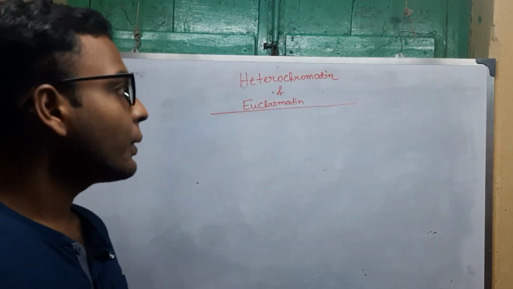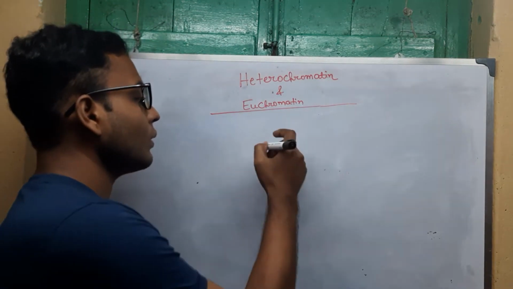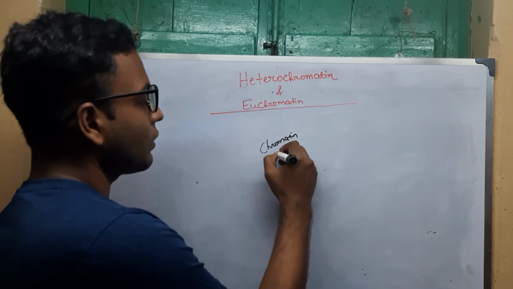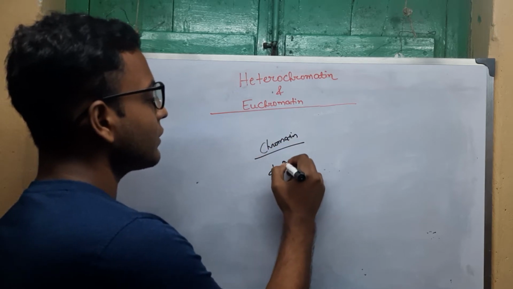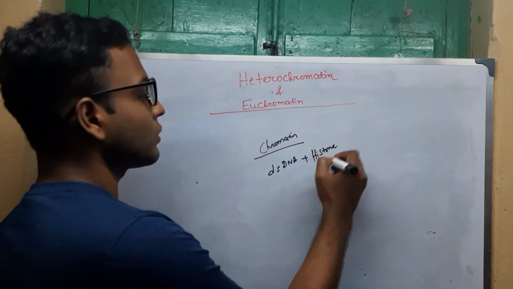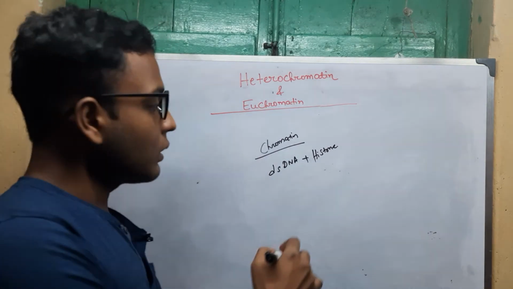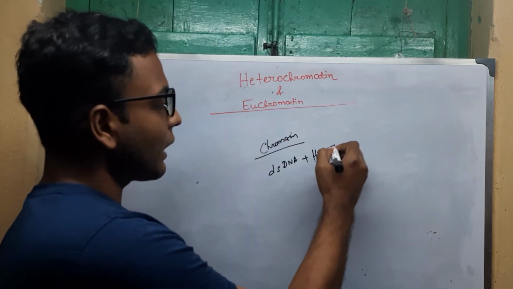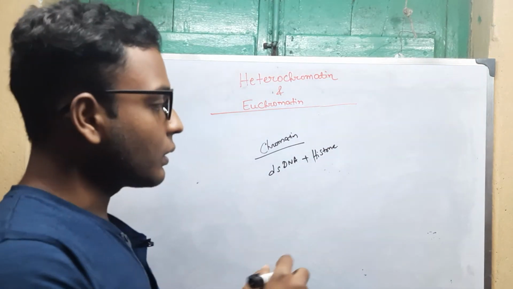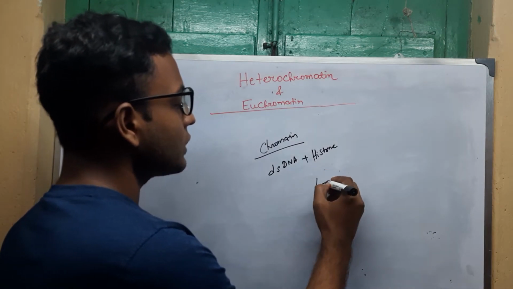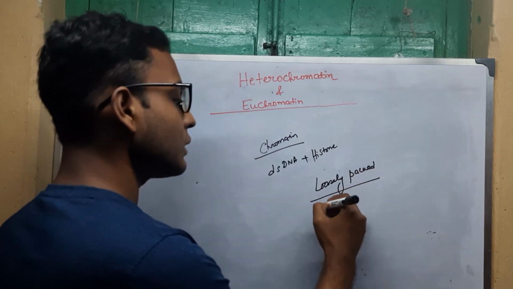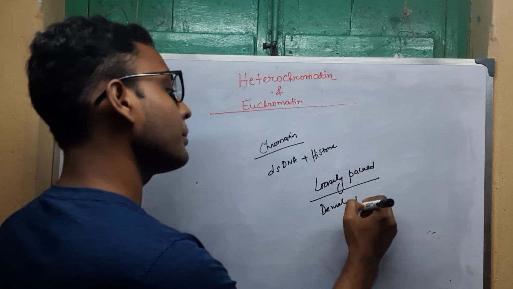So the chromatin is the double stranded DNA coiled around a protein called histone. When the chromatin condenses around the histones, the process of condensation is not uniform throughout the length of the chromatin. Somewhere it is loosely packed and somewhere it is densely packed.